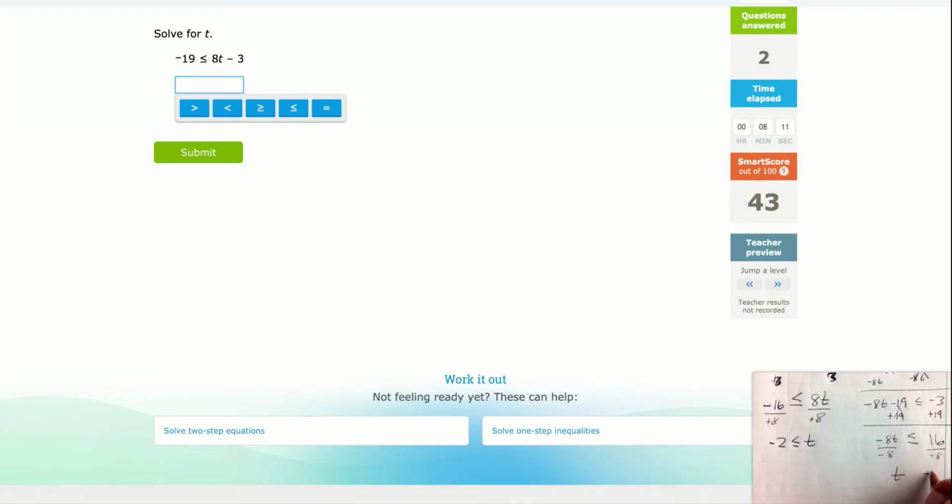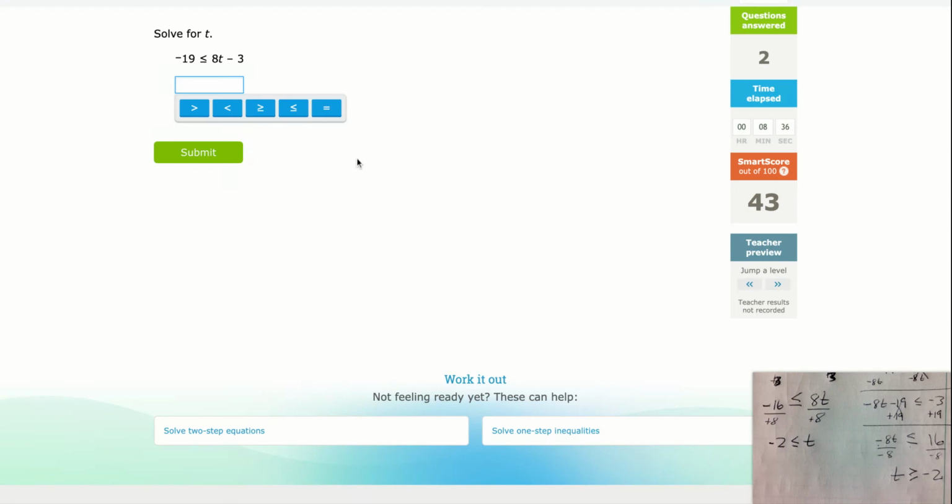Now remember, over here, that t was on the larger or the greater side. If I left the inequality the way it is, it would be putting it on the smaller side. So again, if you divide or multiply by a negative, this inequality symbol is going to flip. It's going to be t is greater than or equal to negative 2.